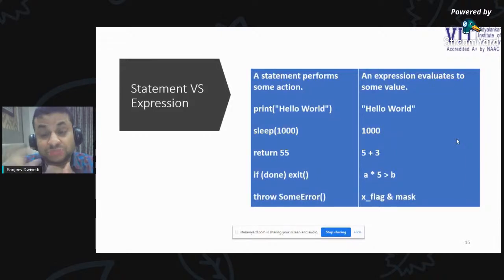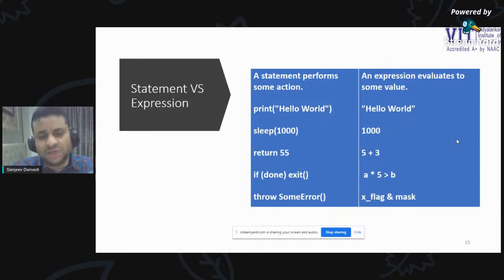And when it comes to an expression, it evaluates something and returns some value. It's like hello world. So you don't have to command like print hello world. It's hello world 1000. It can be any expression: 5 plus 3, a into 5 greater than p, or an AND operation of flag and mask.